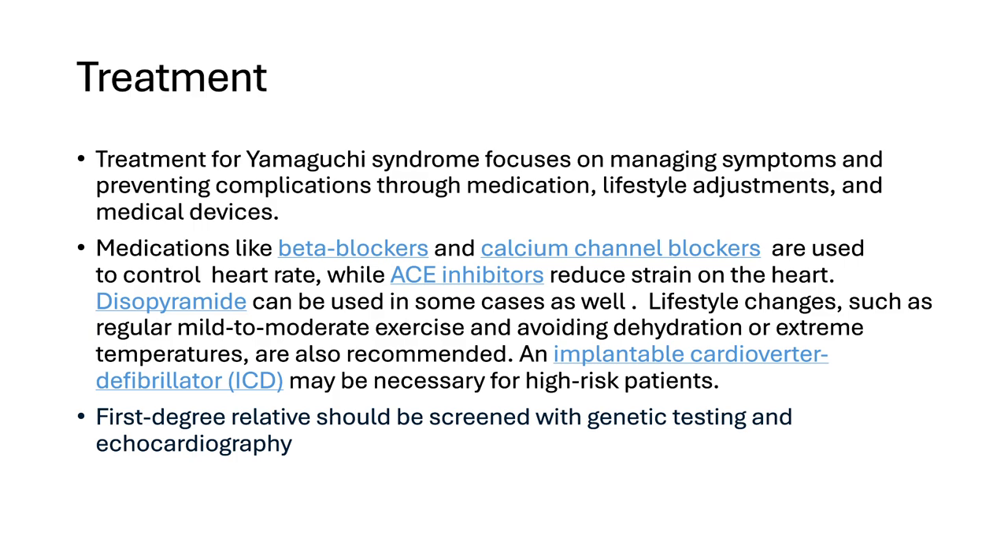Lifestyle changes, such as recommending that patients avoid vigorous exercise and do regular mild to moderate exercise, and avoiding dehydration or extreme temperatures, are also recommended. An ICD implantation may be necessary for high-risk patients, especially for patients who have already developed some arrhythmia as a complication of this condition. And first-degree relatives should be screened with genetic testing and echocardiography.